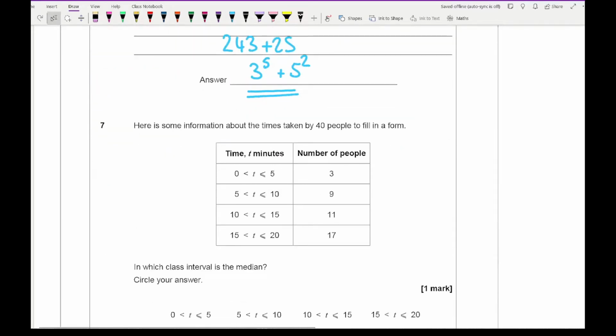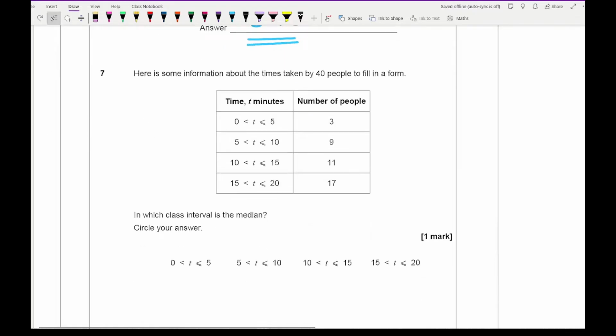Then with question 7, it says here is some information about the time taken by 40 people to fill in a form, and it says circle the class interval with the median. Well, if we've got 40 people, then the median position is going to be the 20th person. And which group does the 20th person fall into? Well, it falls into the 10 to 15 category.